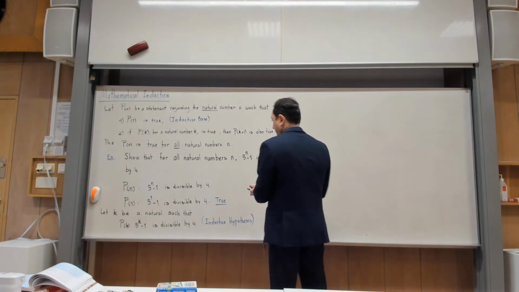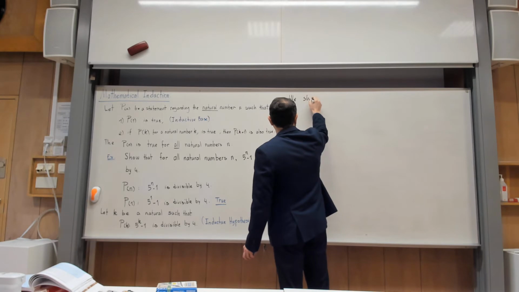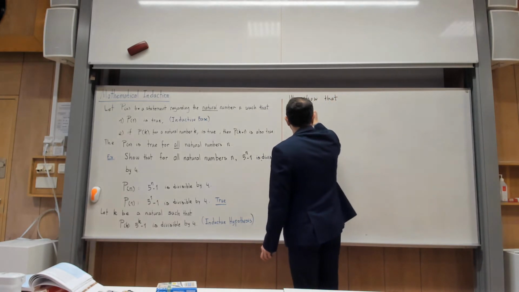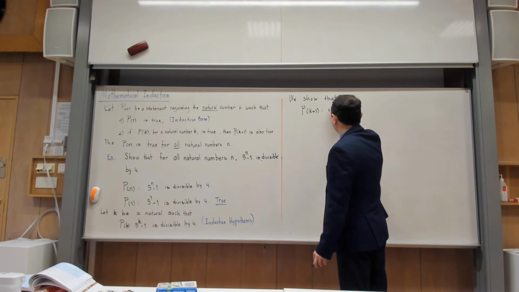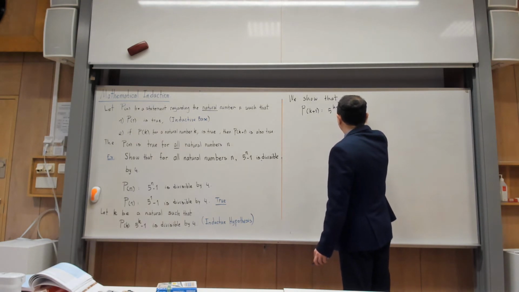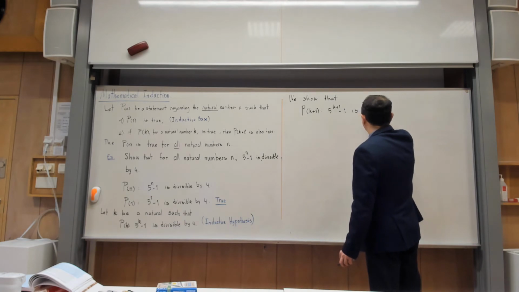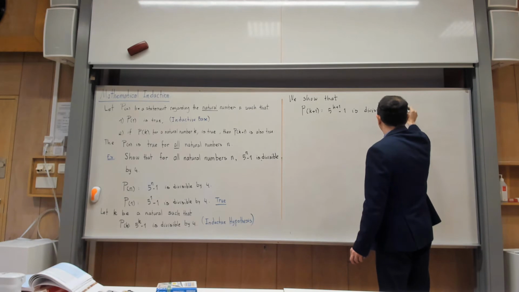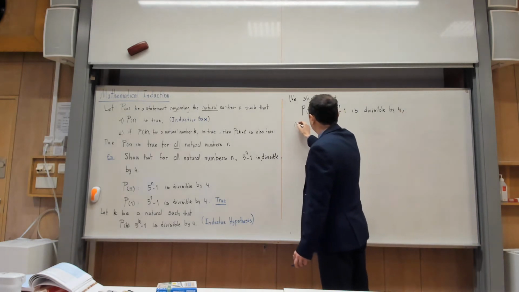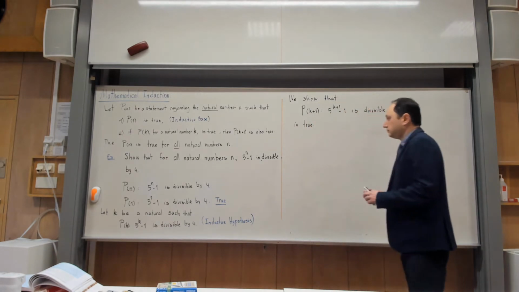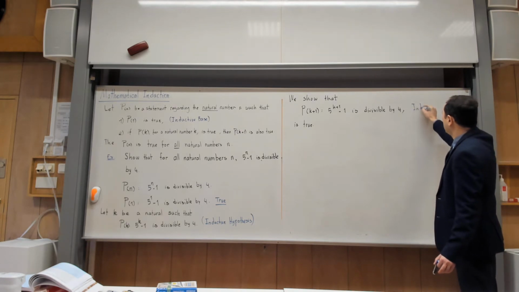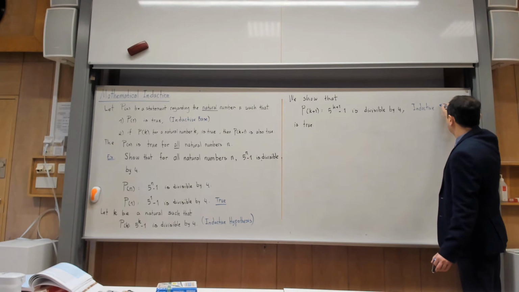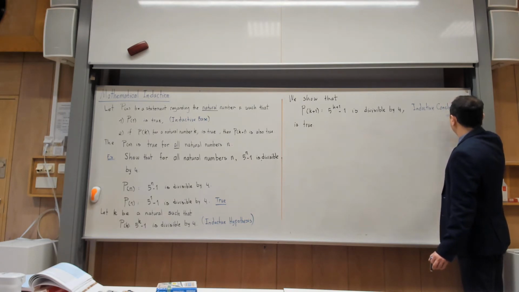So we show that p of k plus 1 is true. What is p of k plus 1? It means replace n with k plus 1 everywhere. So this is the inductive conclusion. Yes?